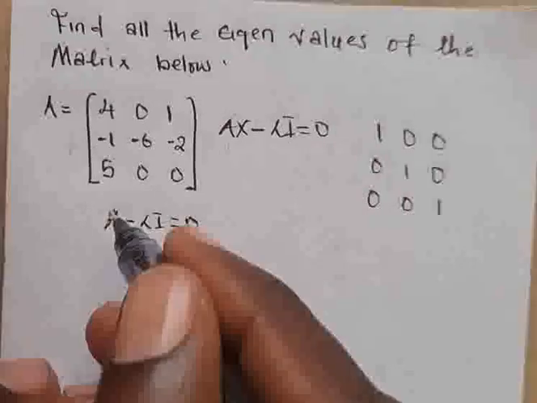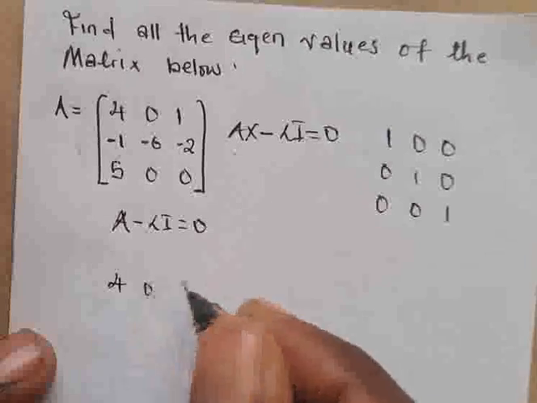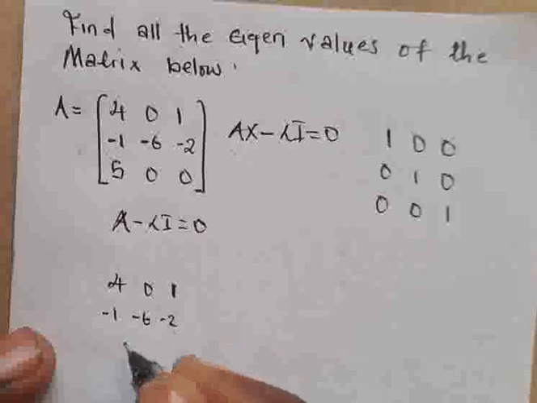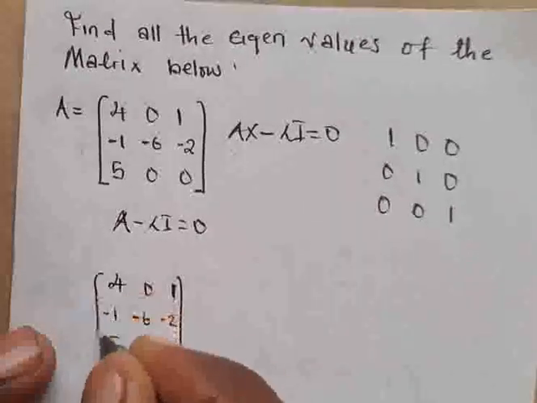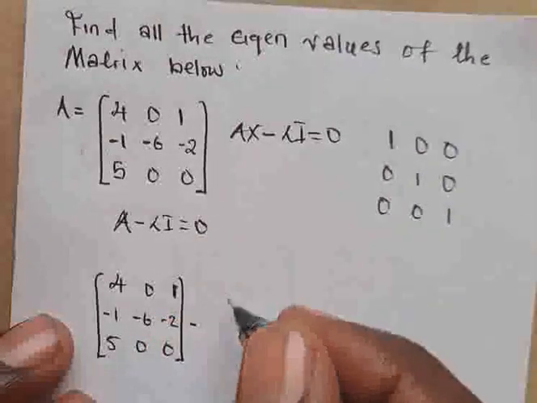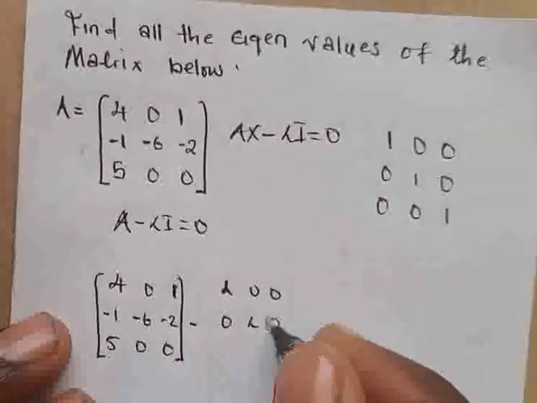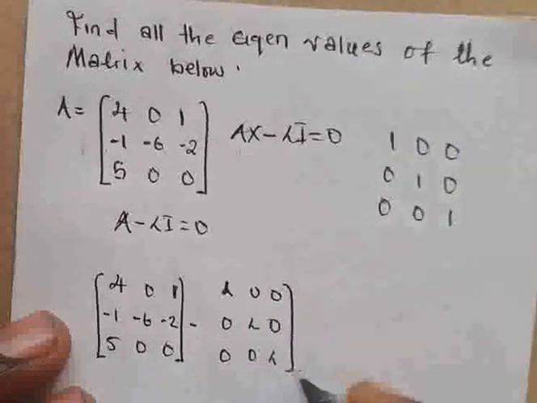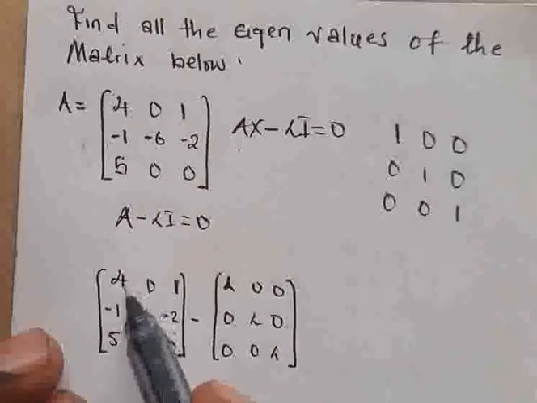So let us write it in, of course, with matrix A there. Matrix A is 4, 0, 1, negative 1, negative 6, negative 2, 5, 0, 0, minus, when we multiply lambda with the identity matrix, we have lambda 0, 0, 0, lambda 0, 0, 0, lambda. Then from here we apply the subtraction of matrices. We follow the corresponding positions here.